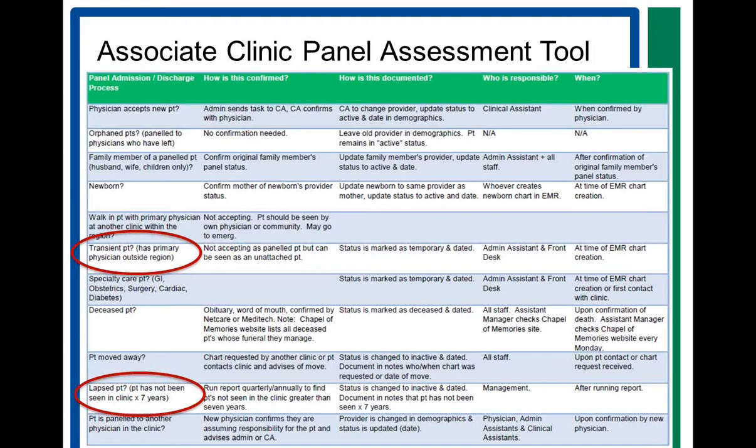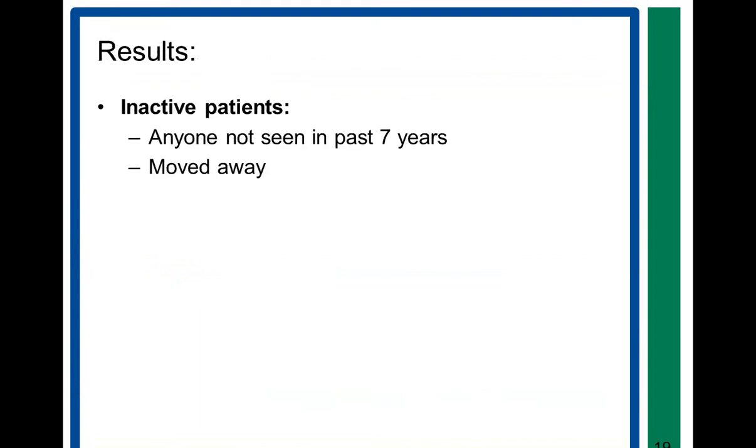The processes we had just put in place were great for moving forward, but if we didn't do something about all the people we'd seen in the past, it would take decades to clean up a panel of that size. So we started with patients who didn't have a family physician listed, so we call those unassigned, and who had not been seen in the clinic for over 7 years.